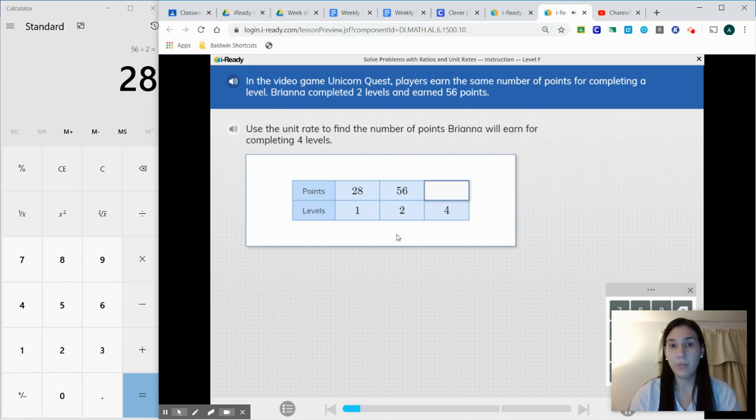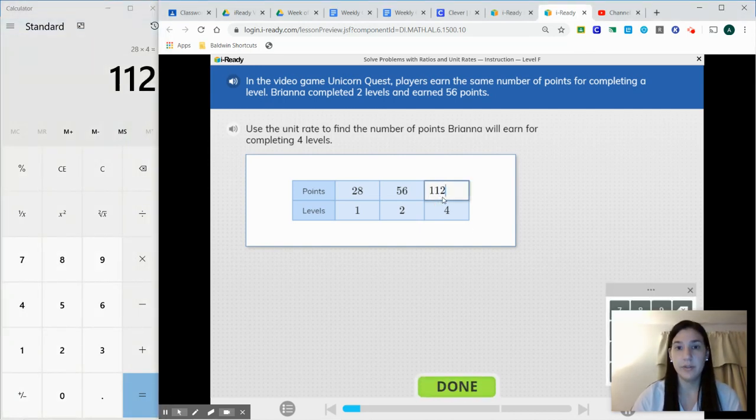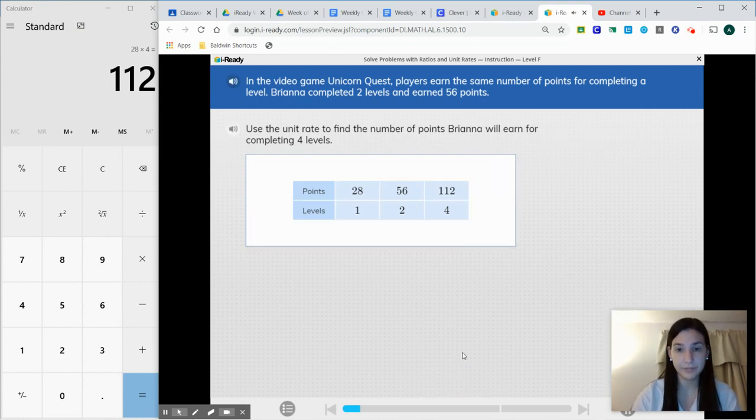So we know to get from 1 to 4, we're multiplying by 4. So to go from our number of points, we're going to multiply by 4. So we're going to do 28 times 4, which will give us 112. Same answer. The unit rate is 28 points per level. You can multiply by the unit rate to find any equivalent ratio.